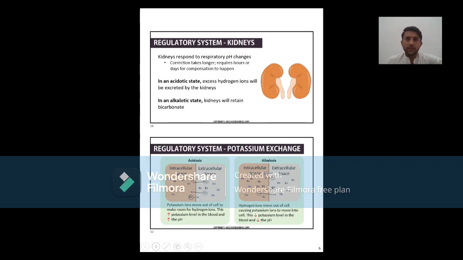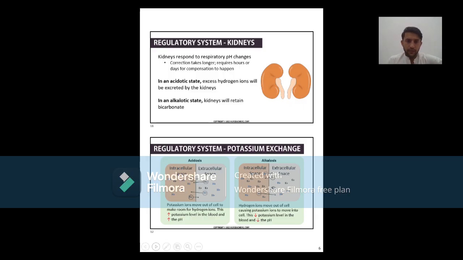In the regulatory system, the kidney responds to respiratory pH changes. Correction takes a longer time. It requires hours or days for compensation to happen, but it is stable. The respiratory response is for a short time, and the kidney helps to maintain the environment for a longer time. In an acidotic state, excess hydrogen ion will be excreted by the kidney. In an alkalotic state, the kidney will retain bicarbonate.